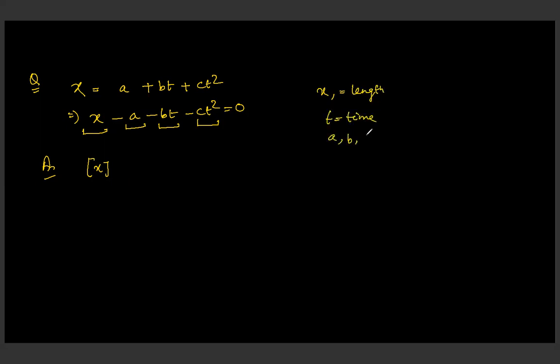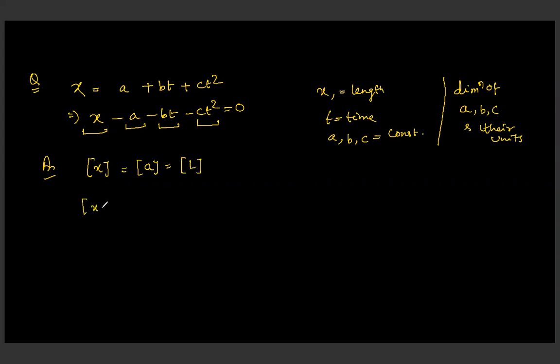a, b and c are some constants. We don't know these constants, right? Okay, so let me change the question a little bit here. The question says find out the dimensions of a, b and c as well as their units. I'll keep the correctness question after this. Dimension of x should be equal to the dimension of a. So from this we get the dimension of a is equal to L.